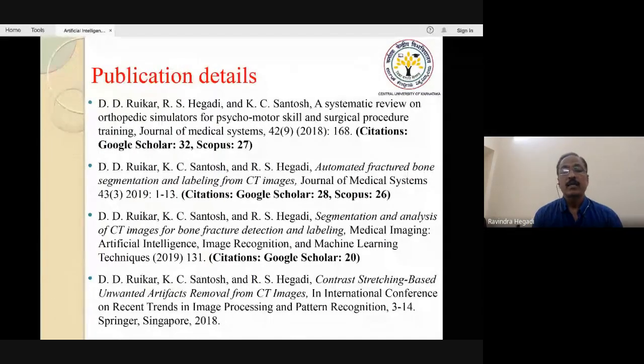Then another related paper we have published is on automated fracture bone segmentation and labeling.